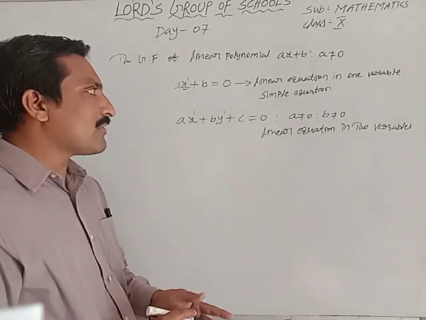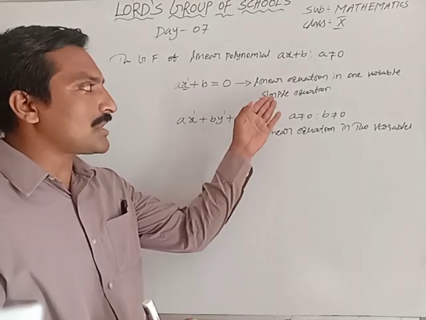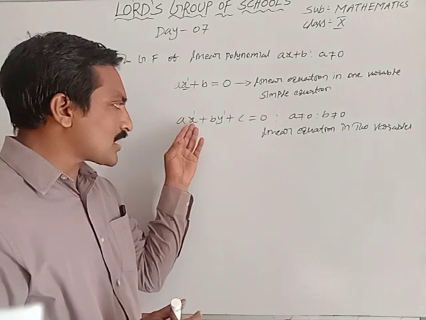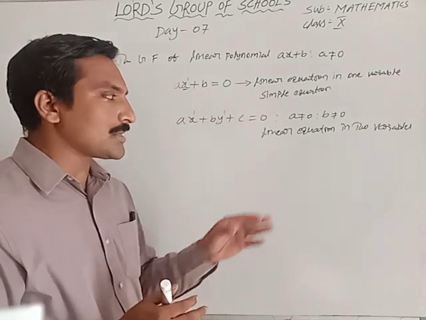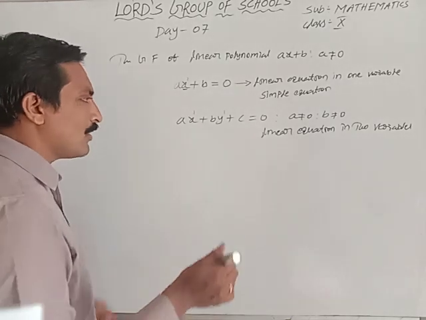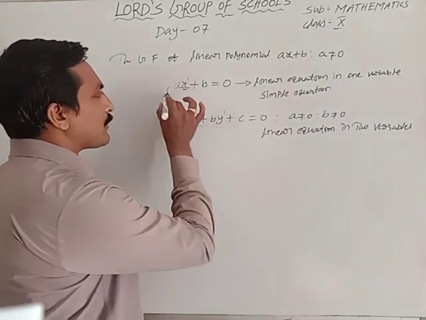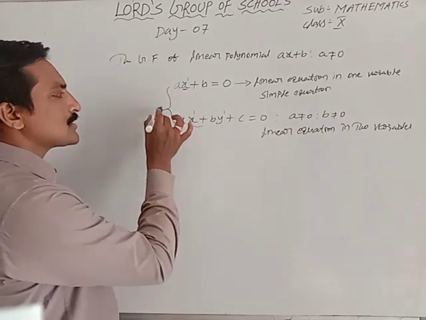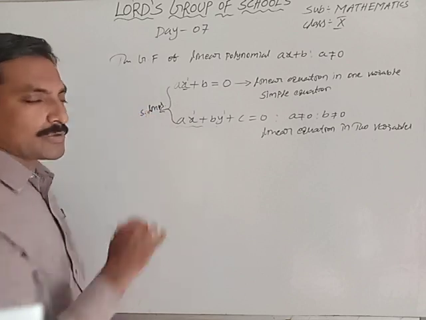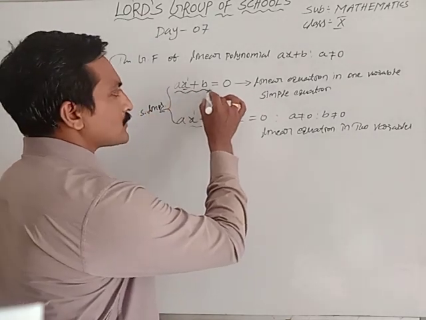If a linear equation consists of only one variable, it is also known as a simple equation. If it consists of two variables, it is called a linear equation in two variables. If we take any one equation, these two are represented graphically as straight lines only. First I will explain this one.